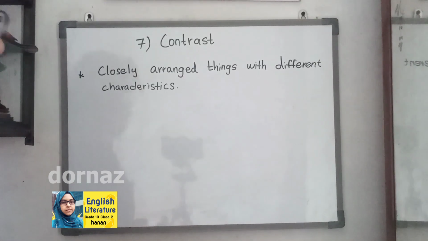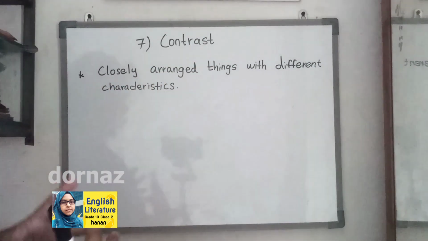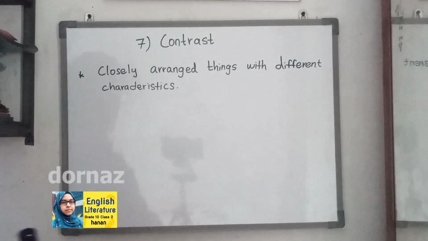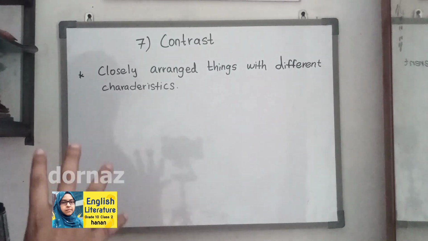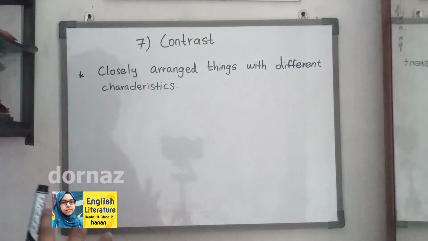There are some things in the same line. That's why it says closely arranged things. Those things are very much closer because they are in the same line. With different characteristics. Even though those things are in the same line, close together, the difference is very important, because even though the things in the line are very near to each other, the meanings brought out by their words will be different from one another.